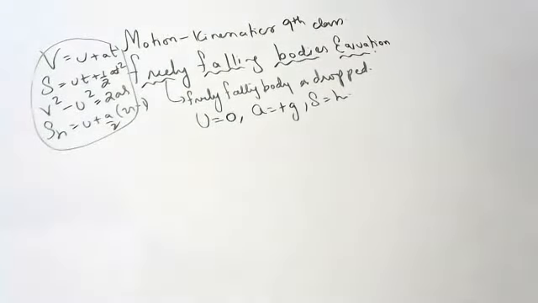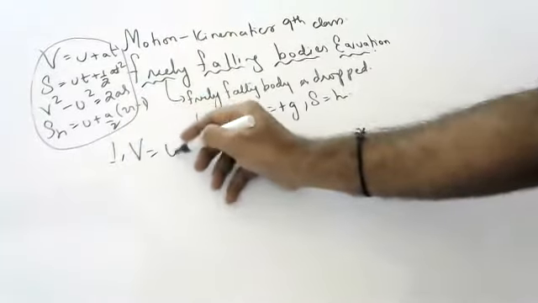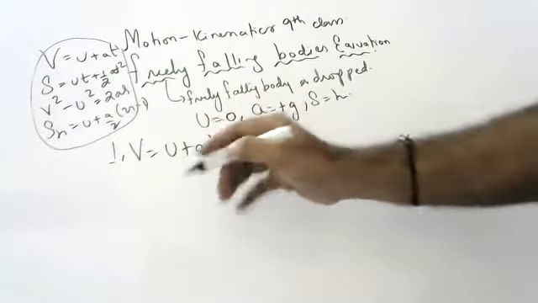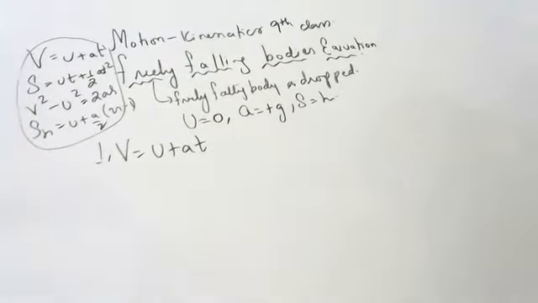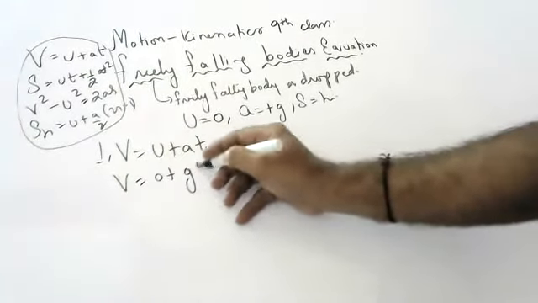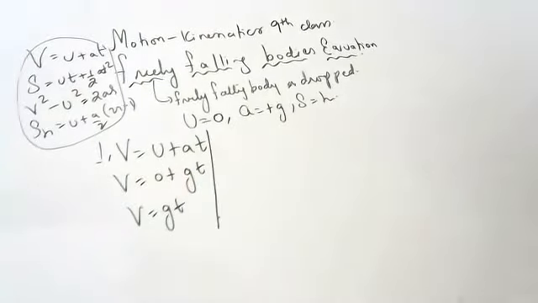Carefully see here, children. So first equation of motion, v = u + at. Okay, children. How it will change itself, see. v = 0 + g into t. So v = gt. That's it. This is the first equation of motion.